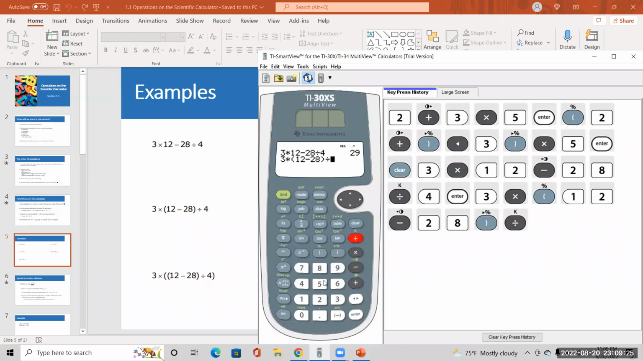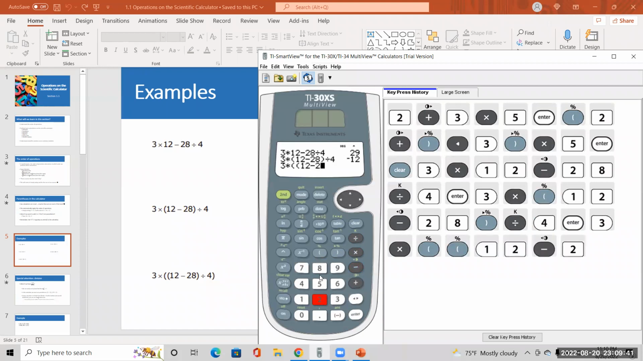And then we divide by 4. It's going to be negative 12. That's going to be a very different answer, right? We can then go again. We can use double parentheses if we want. That says, hey, we're doing the 12 minus 28 very first. Then we're going to divide by 4. And then we'll be multiplying all of that by 3 because parentheses have closed. And we get negative 12 again.